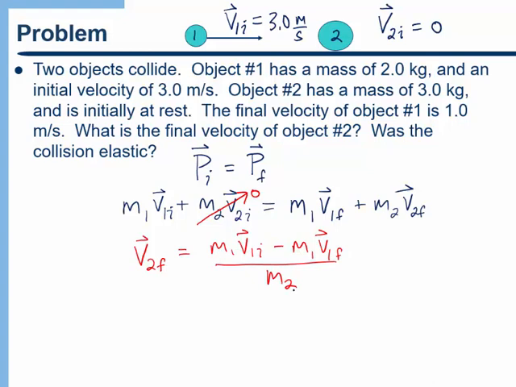I'll let you plug in the values. What I got when I did that was 1.3 meters per second. So that's the final velocity of object 2. You'll notice it makes sense. It's a positive velocity, so object 2 is moving to the right, as well as object 1 is moving to the right after the collision. So now the next question is, was the collision elastic? Remember that to determine whether a collision is elastic or not, it's all about what's going on with the kinetic energy before and after the collision.